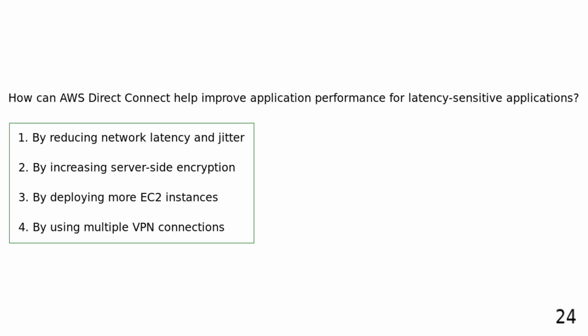How can AWS Direct Connect help improve application performance for latency-sensitive applications? By reducing network latency and jitter. By increasing server-side encryption. By deploying more EC2 instances. By using multiple VPN connections.